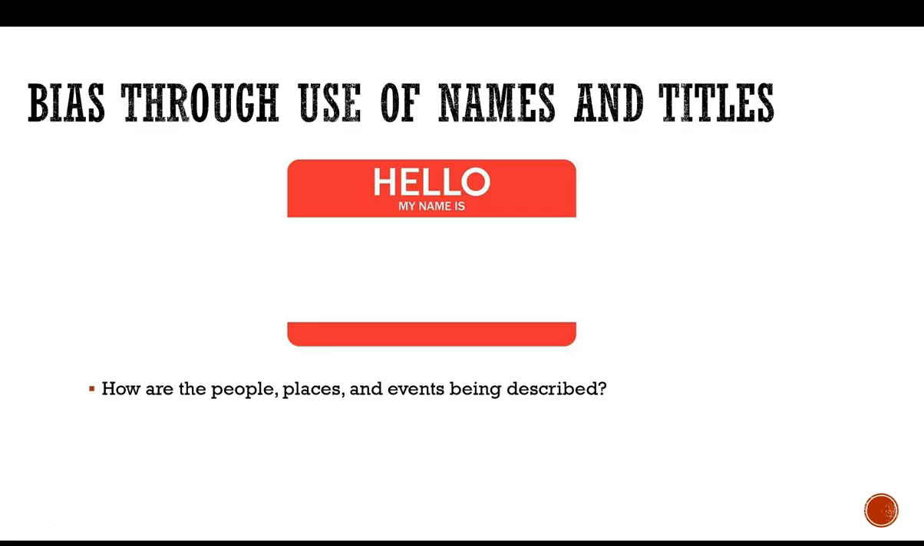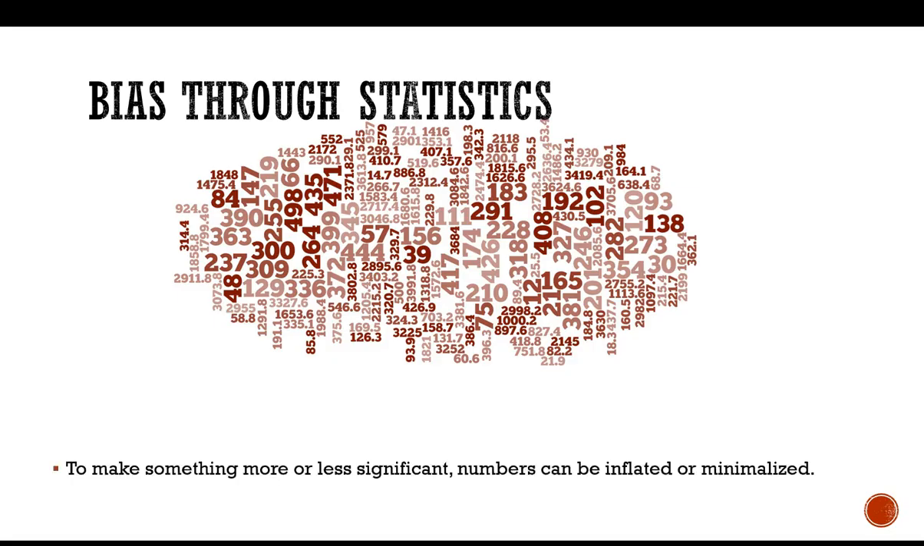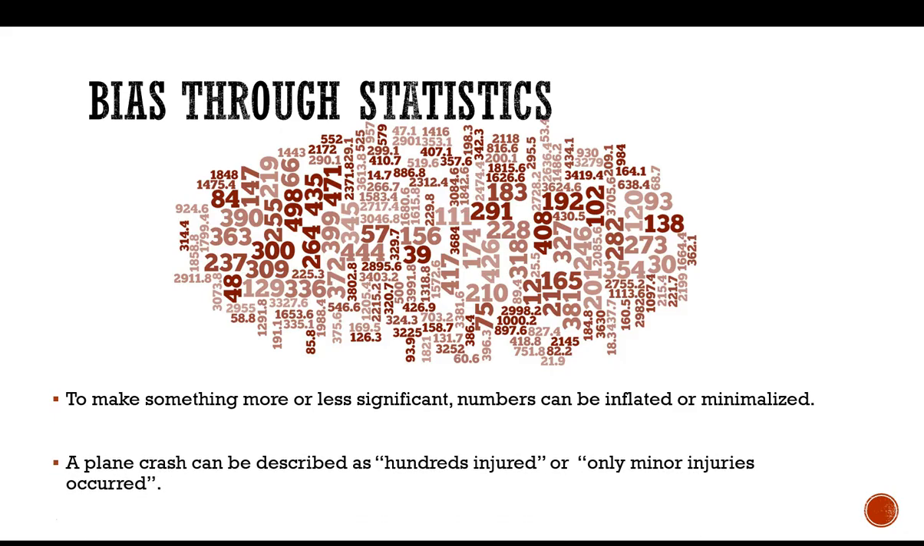Ask yourself, how are the people, places, and events being described? A person could be called an ex-con, or described as someone who served 2 months for a bounce check 20 years ago. The numbers can be skewed as well. Statistics can be reported in a way to make something more or less significant, inflating or minimizing numbers. For example, a plane crash can be described as hundreds injured or only minor injuries occurred. Both statements may be true, but each statement makes the reader feel either fear or relief.